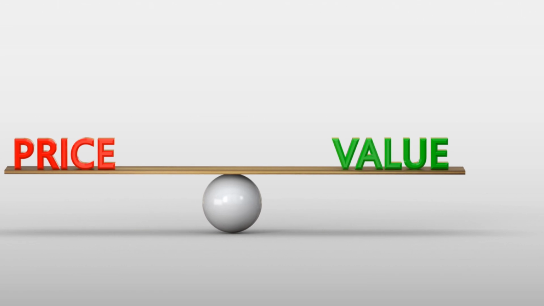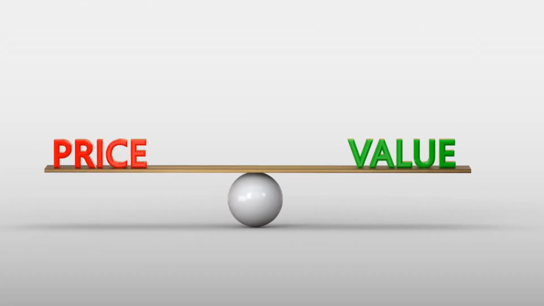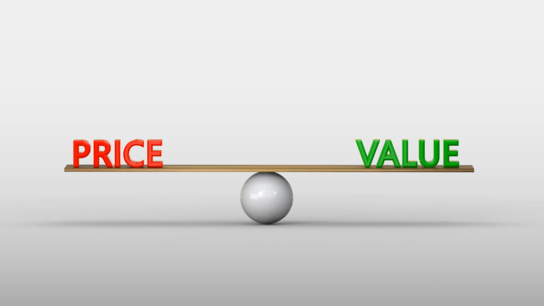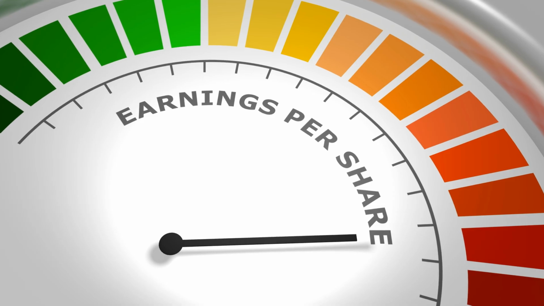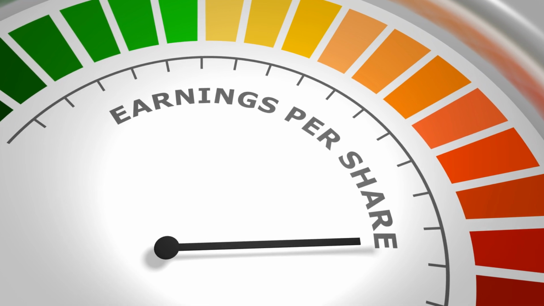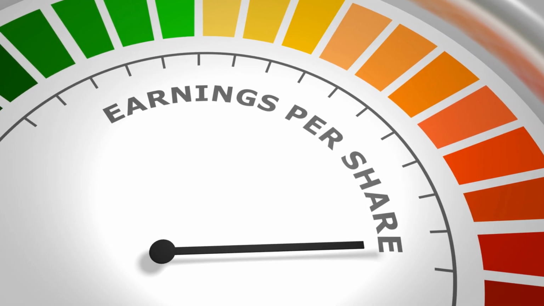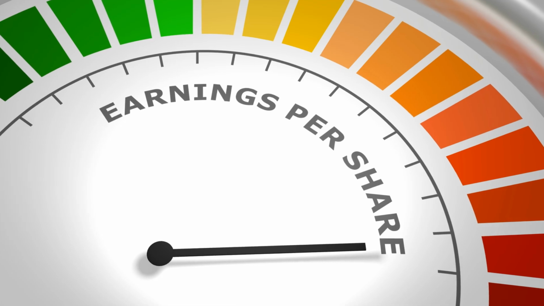Think of it as a quick way to gauge if a stock is potentially a great deal or is too expensive. This can be particularly useful when comparing companies within the same industry. The PE ratio is calculated by dividing a company's current share price by its earnings per share, or EPS. This formula provides a snapshot of what the market is willing to pay for a company's earnings.